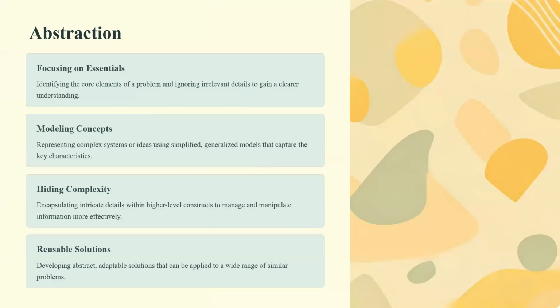Then under abstraction, you are focusing on the essential. If this one is not important, you are removing it. And then modeling concepts, so representing complex systems or ideas using simplified models that capture the key characteristics.